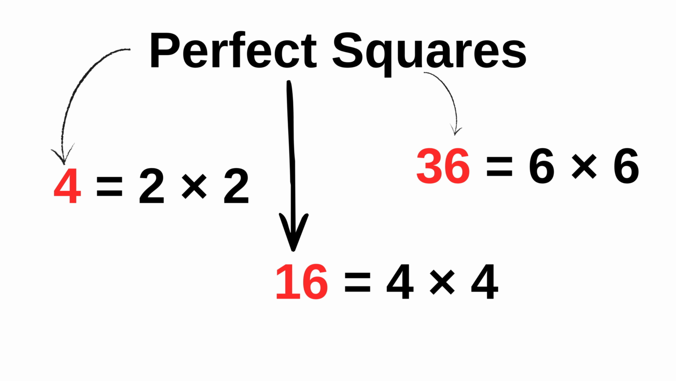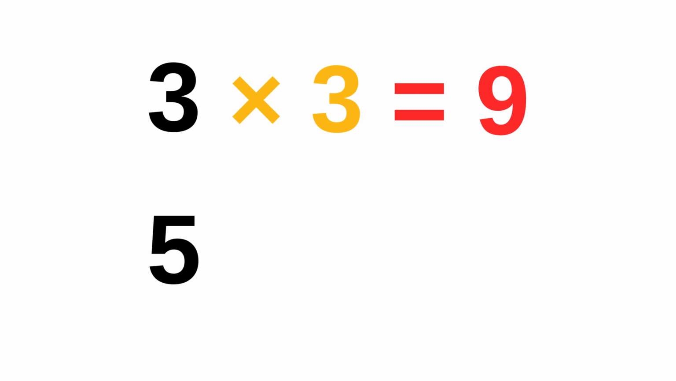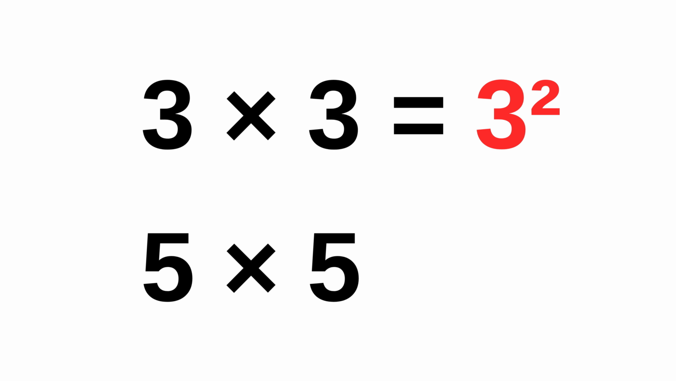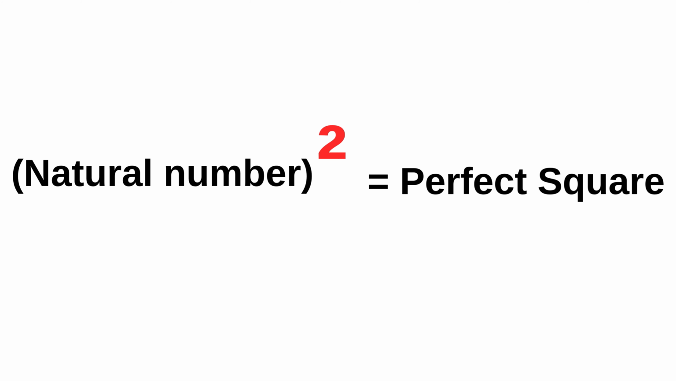A square number is obtained by multiplying a number by itself. For example, if we take the number 3 and multiply it by 3, we get 9. If we take 5 and multiply it by 5, we get 25. We write this as 3 with a power of 2 and 5 with a power of 2. We read this as 3 squared or 5 squared. When a natural number is squared, the result is called a perfect square.